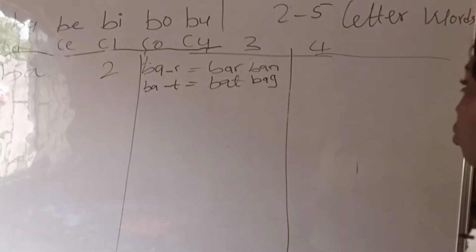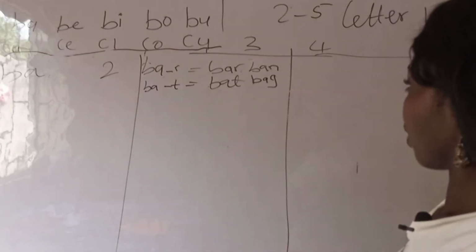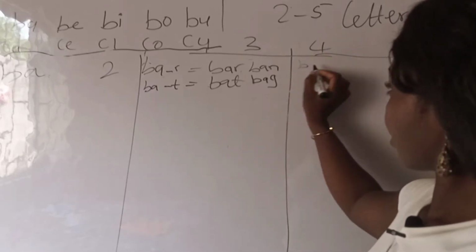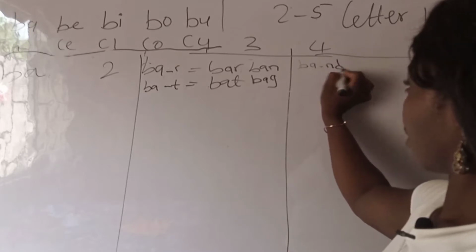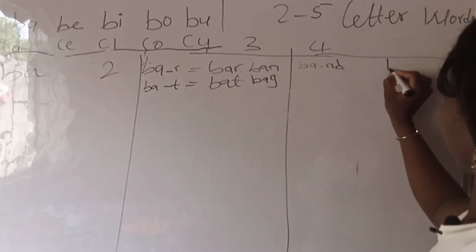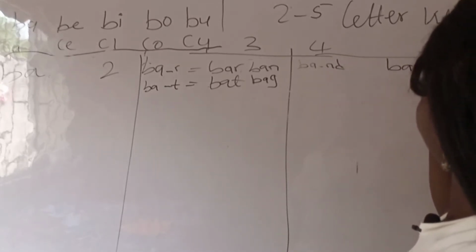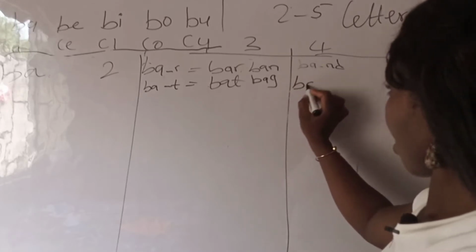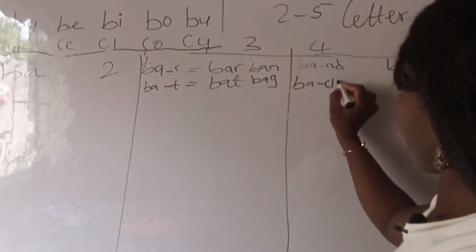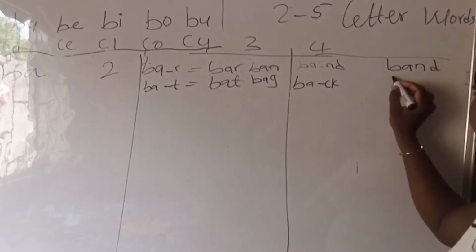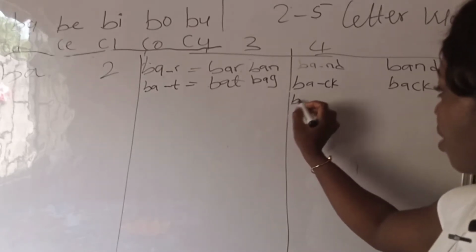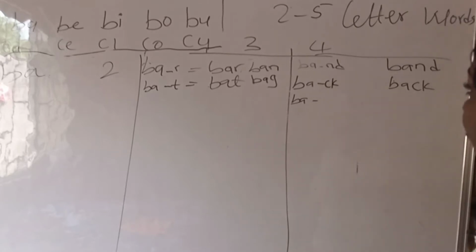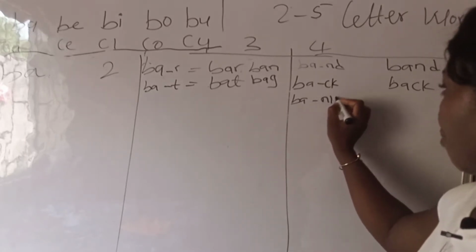Okay, now let's go to the three-letter words. On four-letter words, we have band. This is band. We have B, A, we have back. We have B, A plus N, K. We have bank.